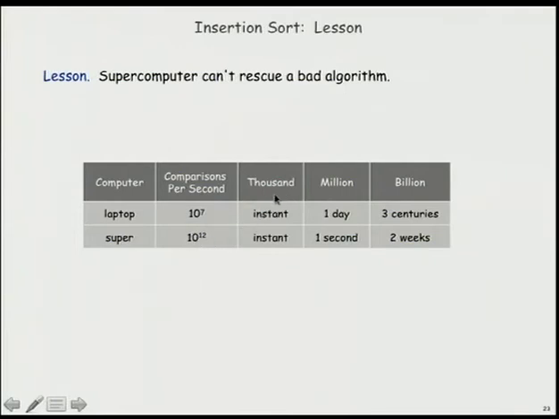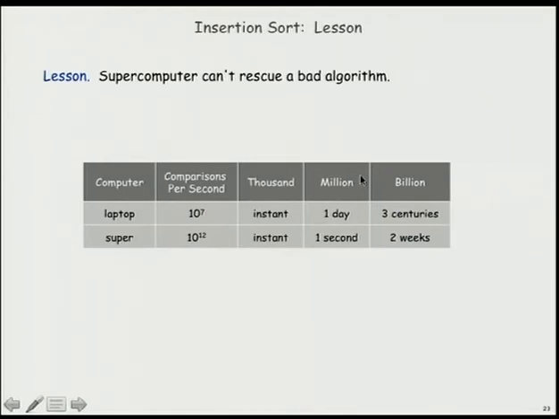Then for 1,000 items, if I do insertion sort, it's almost instant, so it will not be a problem. For 1 million, on a laptop it will take a day, and on Google's supercomputer, a second. If I do 1 billion, and 1 billion is not really a big number for sorting, we can use big things, then it will take 3 centuries on a laptop, and on a supercomputer 2 weeks. That's still a very, very long time.